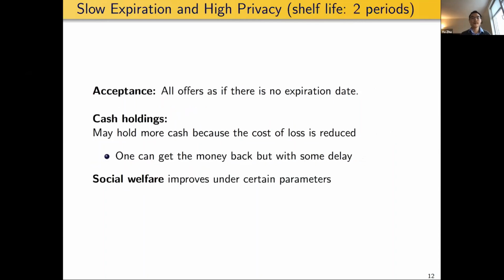Now, what happens if we have a longer expiry date that lasts for 2 periods? In that case, there would be transactions. In fact, the terms of trade during an outage would be the same as if there is no expiry date. And in terms of cash holding, consumers will want to hold more cash under certain parameters because the cost of a loss is reduced. Now he can get the money back if he lost it, but only with some delay. This would improve social welfare under certain parameters.